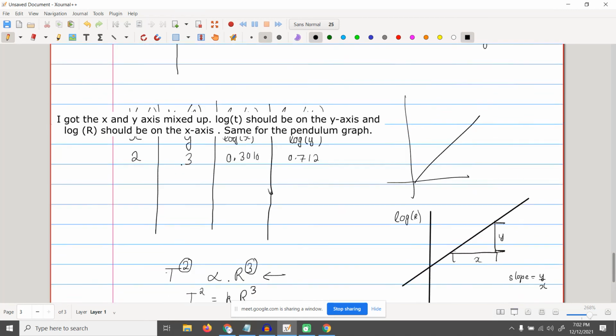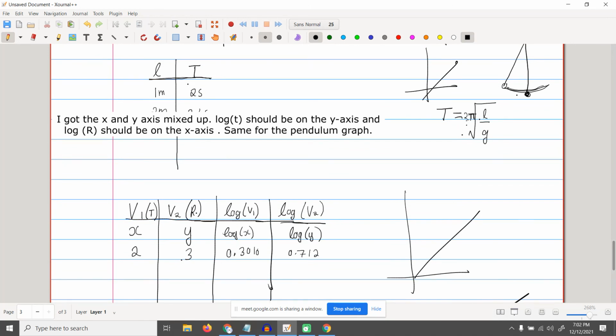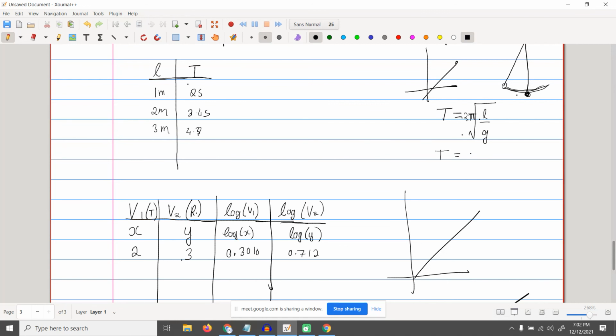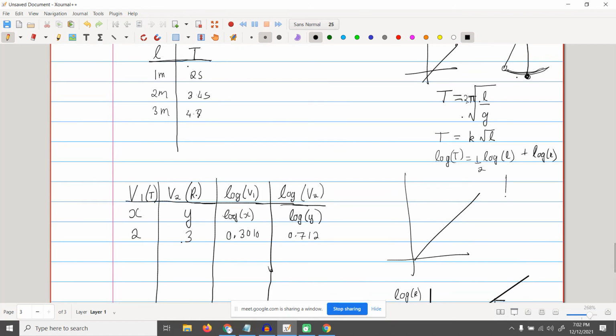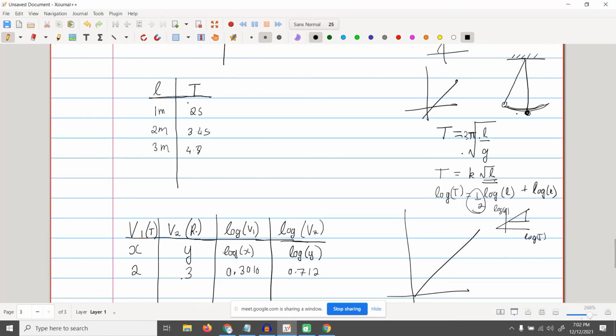If you apply the pendulum experiment over here, you can do the same thing. T is equal to some constant k into square root of L. Take log on both the sides. You will get log of t is equal to log of L, which is 1 by 2, plus log of k. Okay, when you plot the graph over here, you will get log L on the y-axis, log t on the x-axis. When we measure, the slope will be half. That's how we know we have to take square root of L.